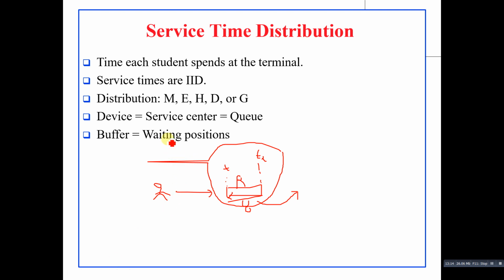We'll find out later. So the distribution is, again, the same as with the arrival process. It can be memoryless, Erlang, hyper-exponential, deterministic, or G, just a general one. So service time distribution can be represented as a service center or a queue. And if customer number 2 and customer number 3 come, they have to wait at the desk.